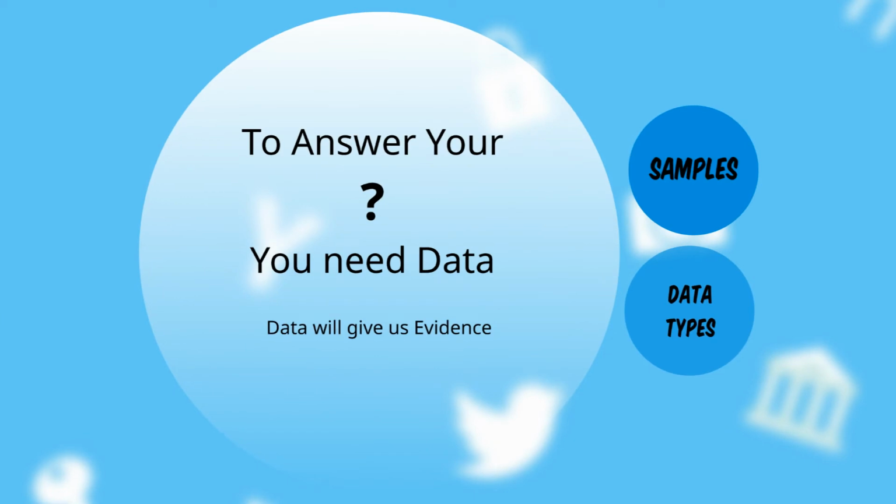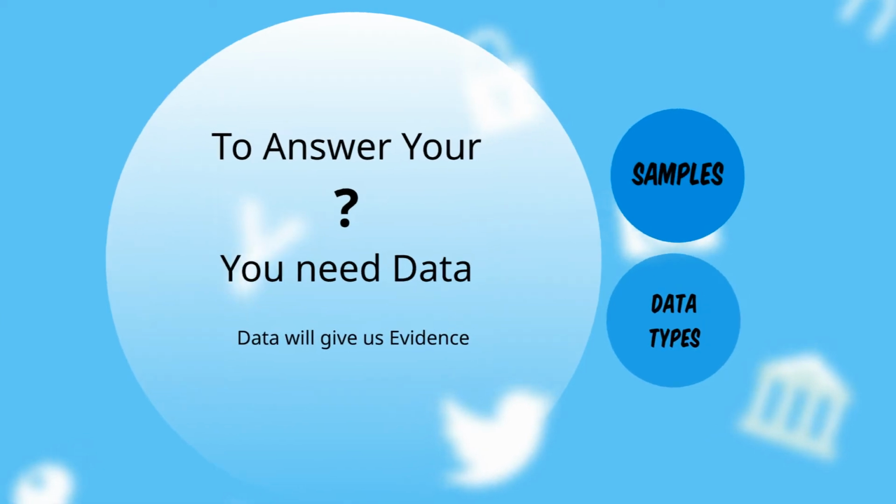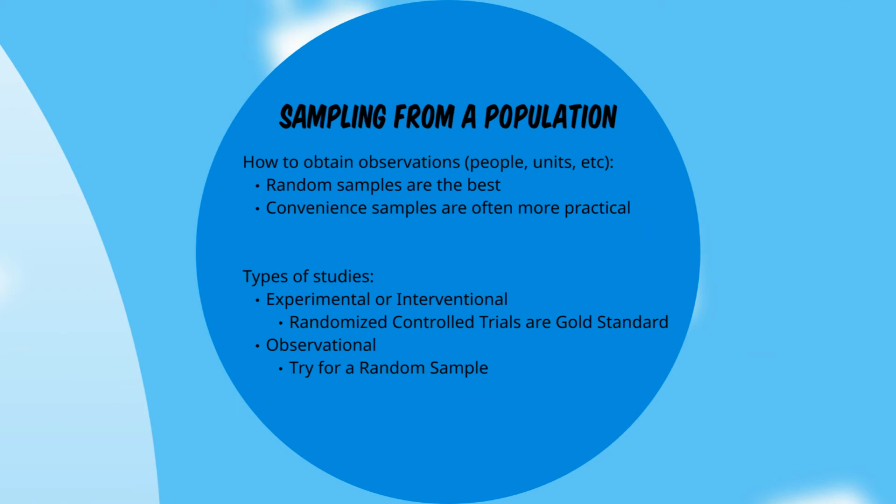We need data. Data will give us evidence. We want to sample from a population. That's how we'll obtain our observations, whether they are people or units of observation or water samples, pollution samples, or hospitals. What we would like is a random sample. Random samples are the best way to get data that is generalizable back to a population. That is, it represents the population well.